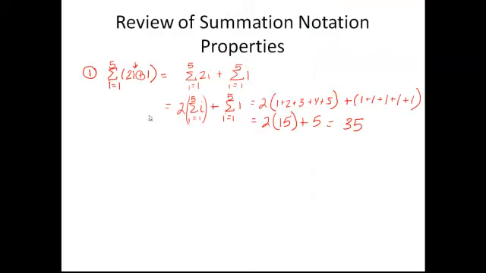I am going to look back at this other example. How you would do this on your calculator is like so. You would need sum.